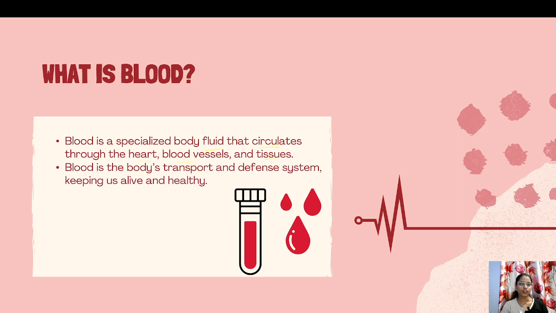Okay, so what is blood? As we know, blood is the fluid connective tissue, which is important for circulation of various nutrients, gases and waste products, right? So this blood circulates through the heart, then blood vessels and tissues, and it is necessary for transportation as well as for defense mechanism, and this blood is also important for keeping us alive and healthy, right?